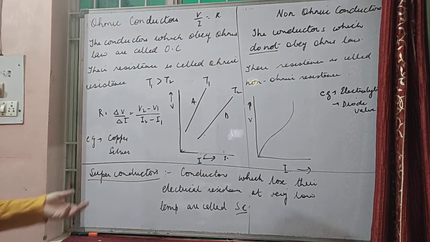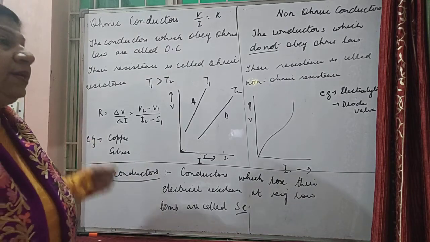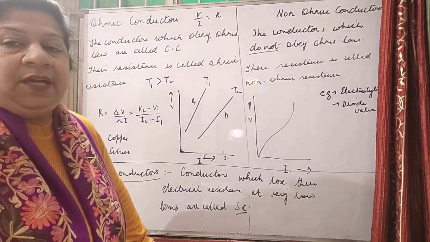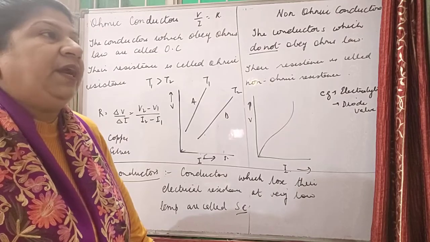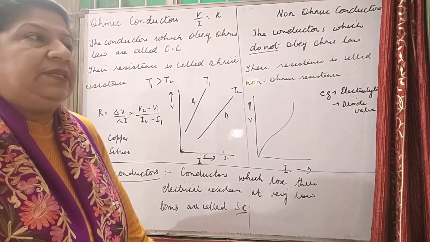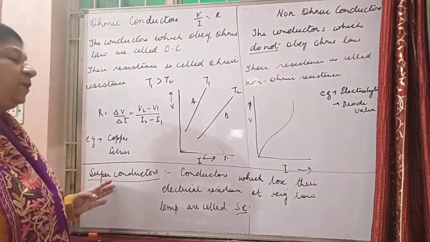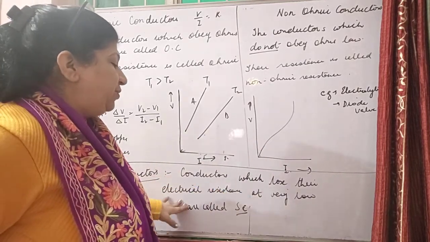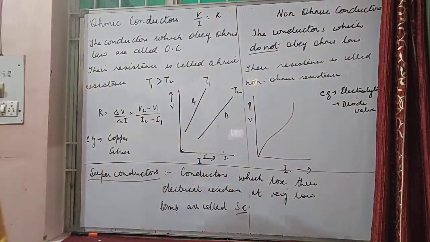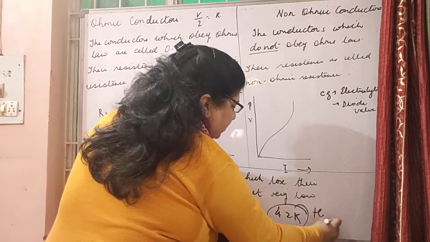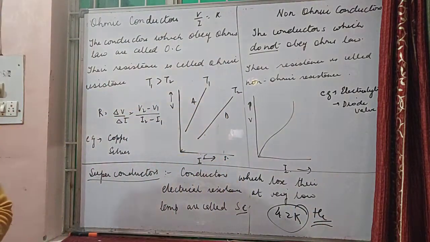Then a very important definition is of superconductors. Now, conductors, you know that as the temperature increases, the resistance increases, and as the temperature decreases, the resistance also decreases. So for some conductors at very low temperature, what happens is that they lose their resistivity. Resistance becomes zero. This type of conductors are known as superconductors. We define conductors which lose their electrical resistance at very low temperature as superconductors. Okay. For example, helium becomes a superconductor at 4.2 Kelvin. This is the temperature for helium to become a superconductor. So it will be good if you note it down.